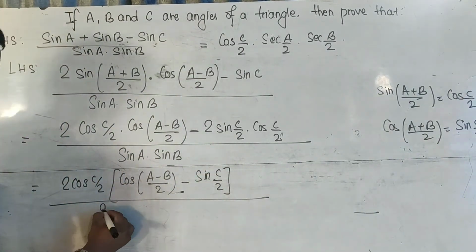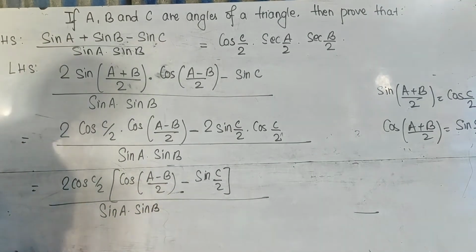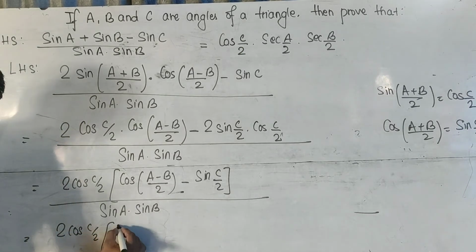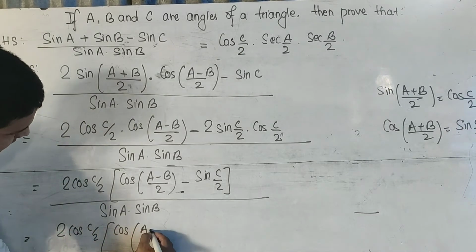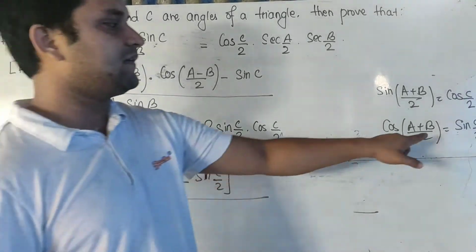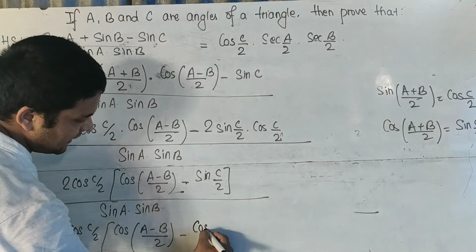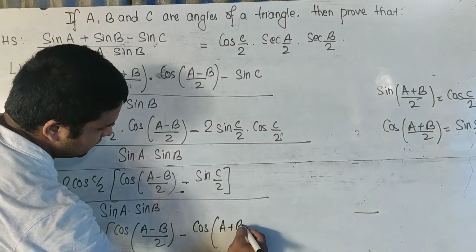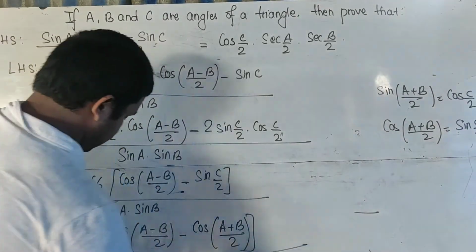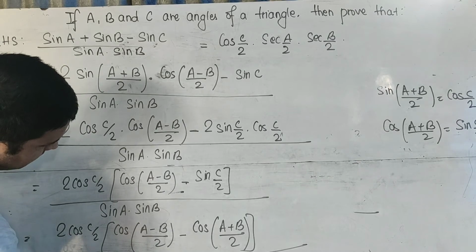Divided by sin A dot sin B. Now furthermore, you have 2 cos C/2 times cos (A minus B)/2 minus sin C/2. Now the formula for sin C/2 is cos (A plus B)/2. The minus is copied the same, so sin C/2 will change into cos (A plus B)/2. And your denominator is the same, sin A dot sin B.